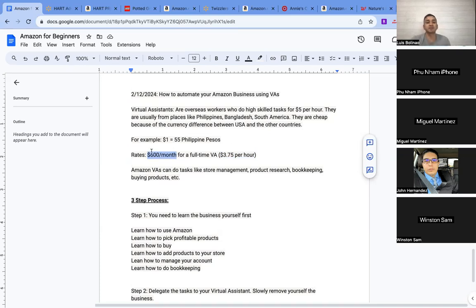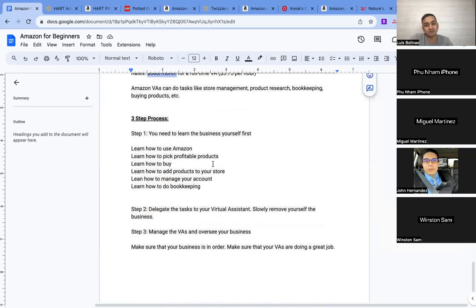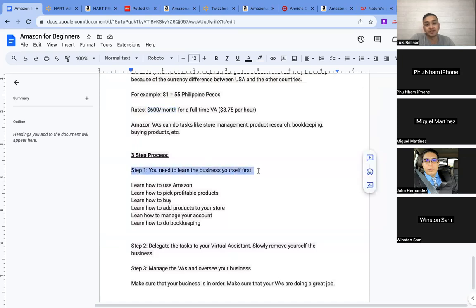So for Amazon, VAs can do jobs like store management, product research, bookkeeping, buying products. I'm not gonna go too deep with details, but just know that these Amazon VAs can fully run an Amazon store for you, right? So here's the three-step process that I use. Step one is you need to learn how to do the business first, or at least know the basics, because you can't delegate anything that you don't understand or do yourself, right? It's gonna be hard to manage people on how to manage your store if you don't understand how to manage your own store, right?